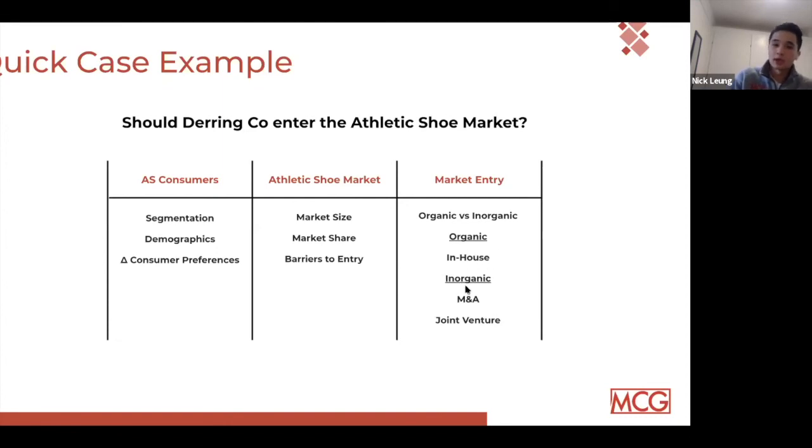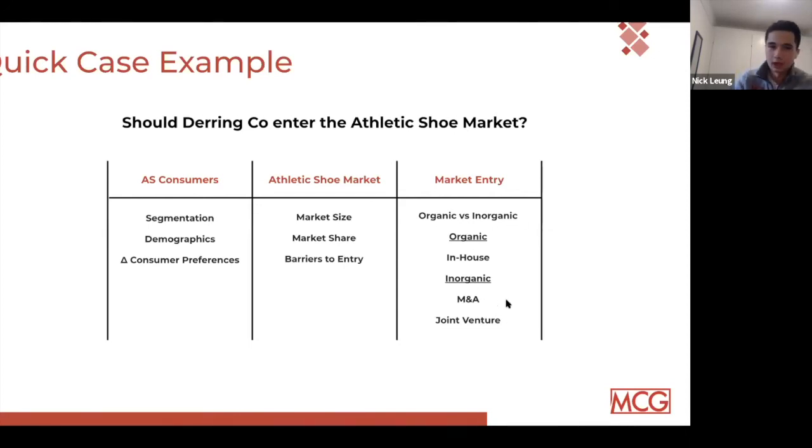But then we have inorganic growth. Inorganic growth would be M&A, so mergers or an acquisition, where you essentially acquire another company, like an athletic shoe company, in order to enter the market, or a joint venture, where you partner up with another company and create a new entity that will enter the market for you, or that'll be a part of the market. Basically what you're trying to figure out here is which one will allow you to most profitably enter the market. Is it organic growth or is it inorganic growth?